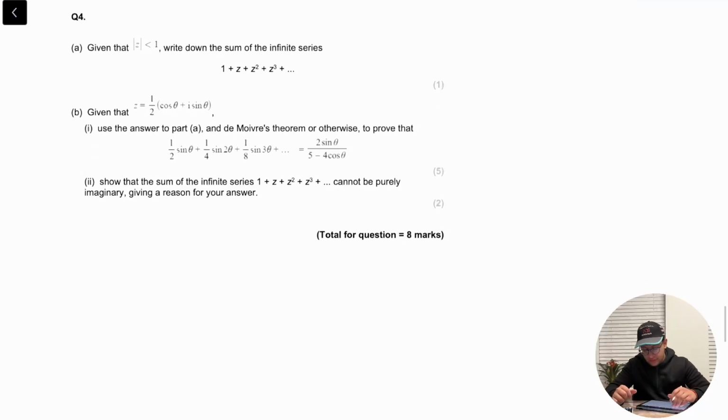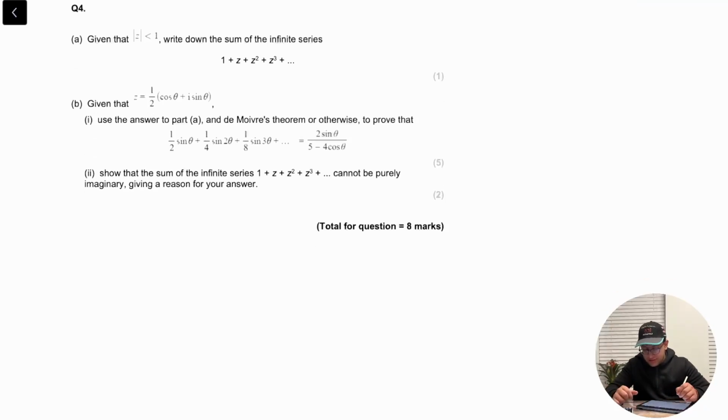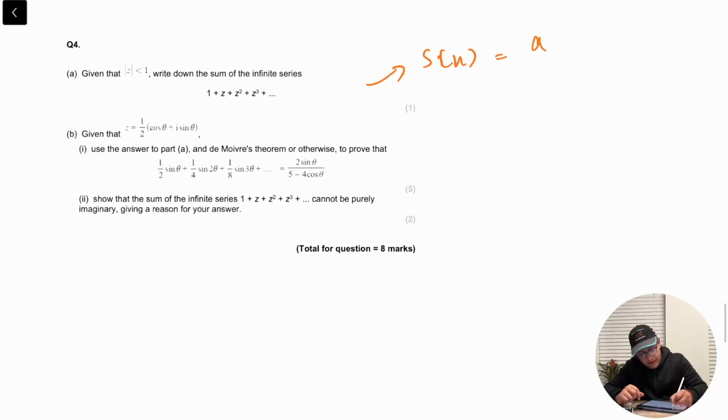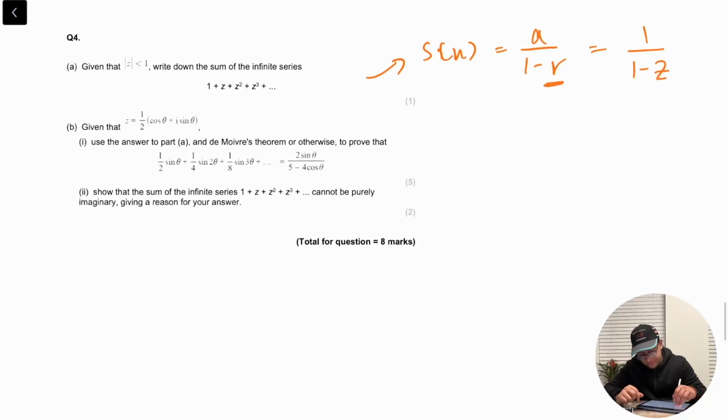Cool. So the modulus of z is greater than 1. So as you can see, this is a roots of unity question immediately, right? So write down the sum of the infinite series. It doesn't even have anything to do with the roots of unity. This is straight up in your formula booklet. So the sum of an infinite series is just a over 1 minus r, right? Which in this case is just 1 over 1 minus z, where r is the common ratio between the terms.